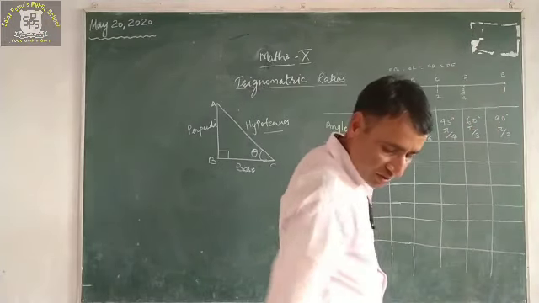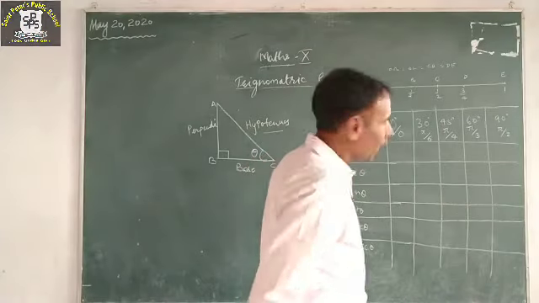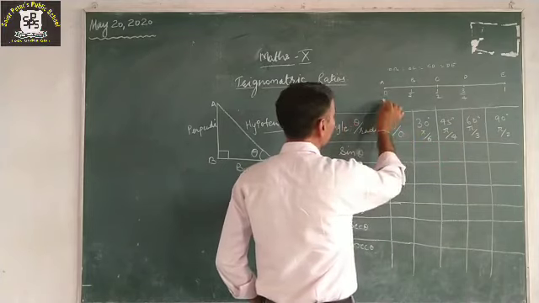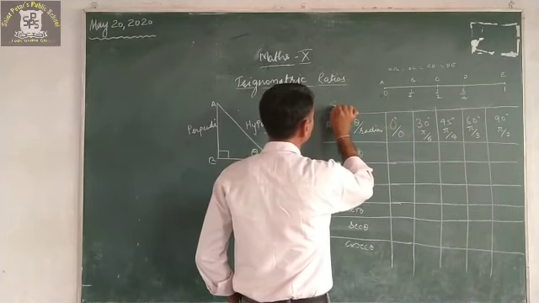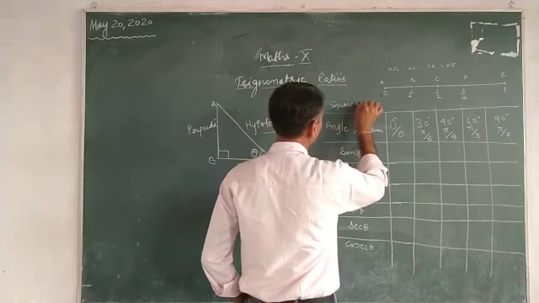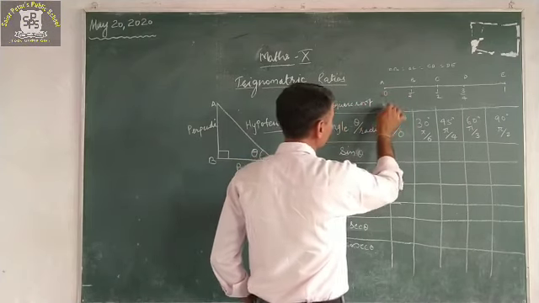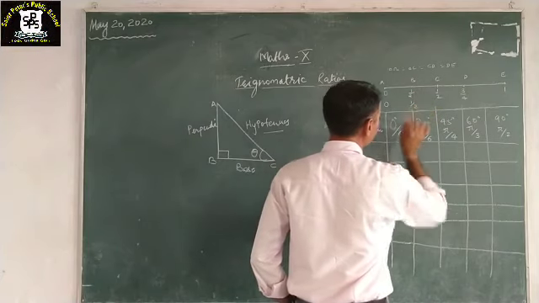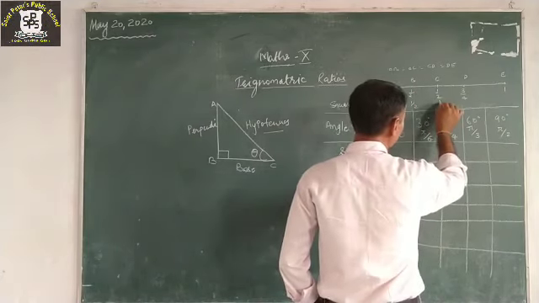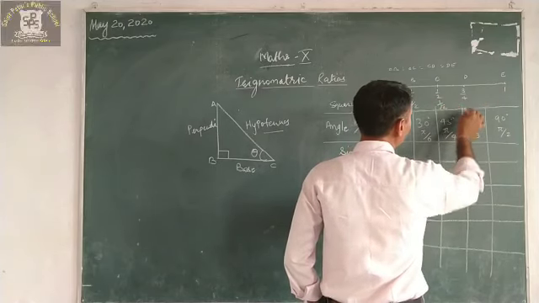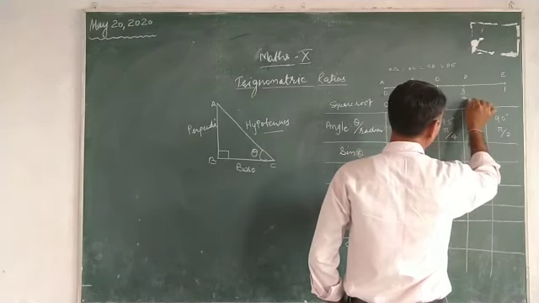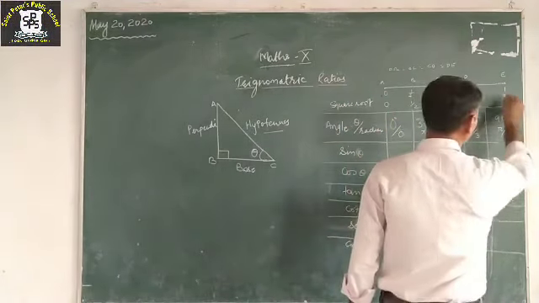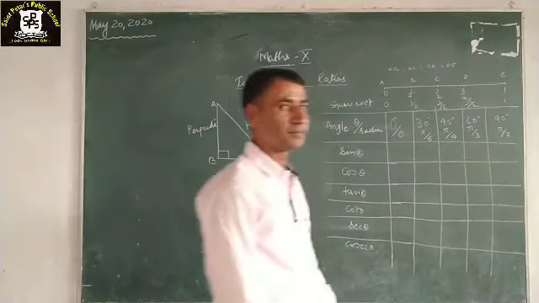In the next step, I should take the square root of these 5 values. So the square root of 0 is 0, the square root of 1 upon 4 is 1 upon 2, the square root of 1 upon 2 is 1 upon root 2, the square root of 3 upon 4 is root 3 upon 2, and the square root of 1 is 1.